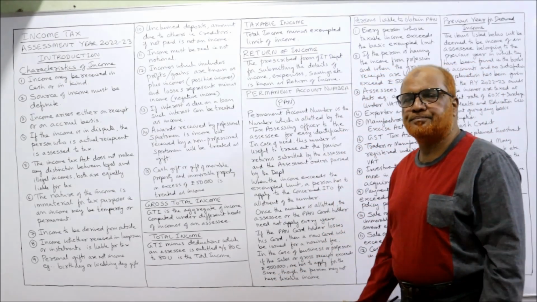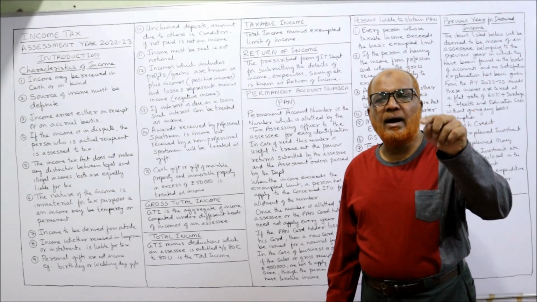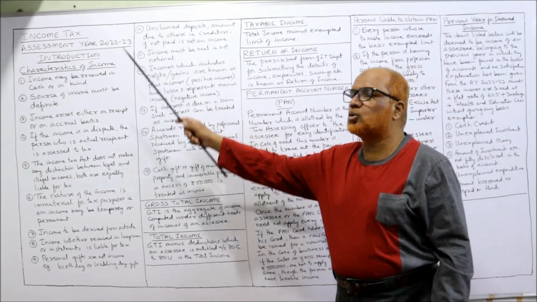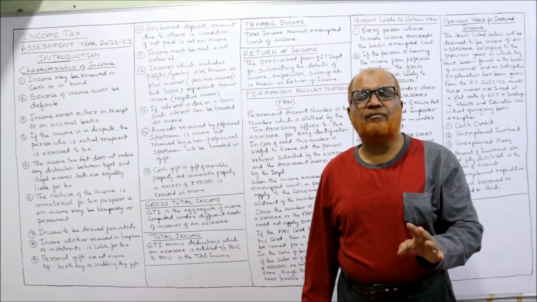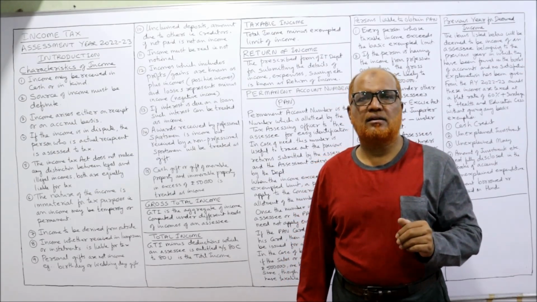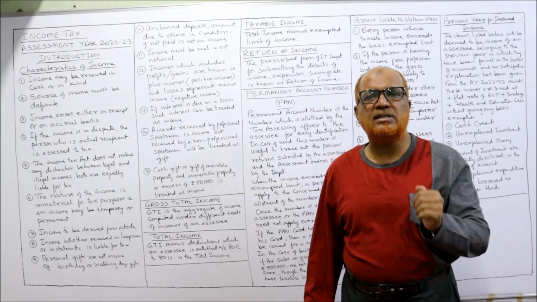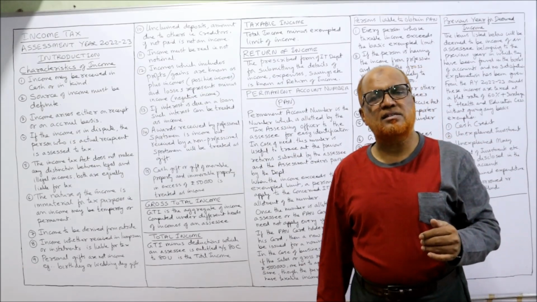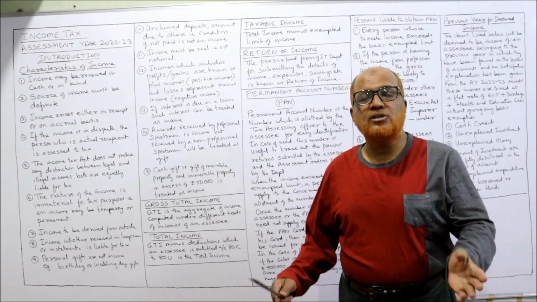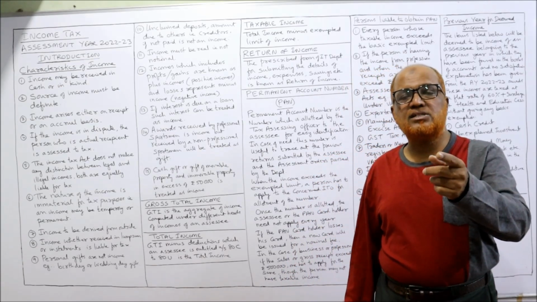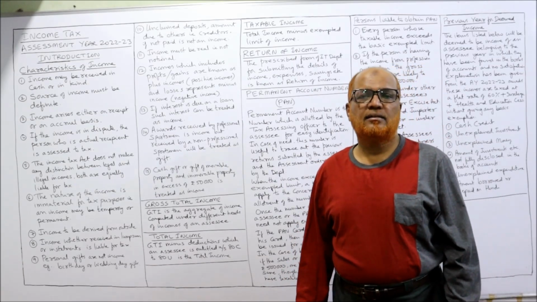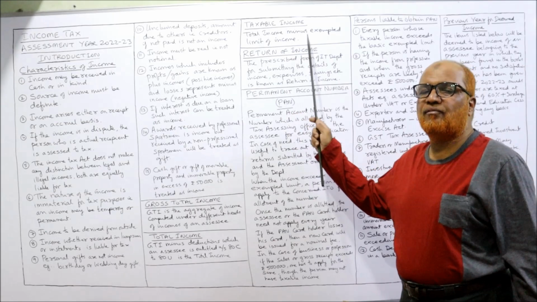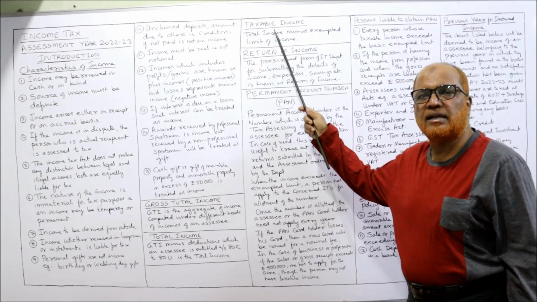Next comes taxable income: the total income minus the basic exemption limit. For the current assessment year 22-23, the basic exemption limit is 2,50,000 for a non-senior citizen, that means a person below 60 years of age. For a senior citizen, above 60 years, the basic exemption limit is 3 lakh. For a super senior citizen, when the age is more than 80 years, the basic exemption limit is 5 lakh. So from the total income, if we deduct the basic exemption, we get taxable income.